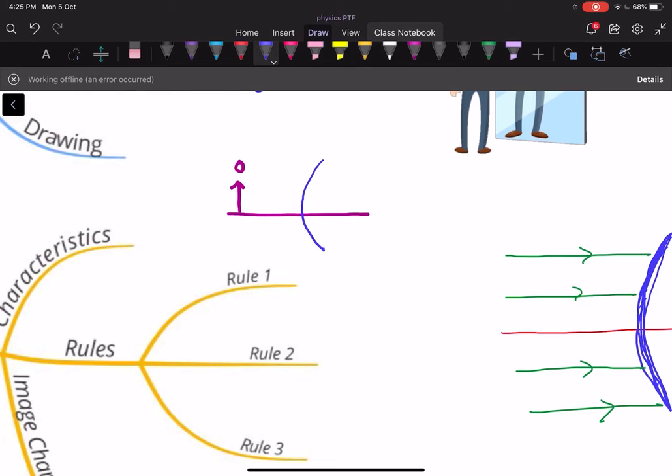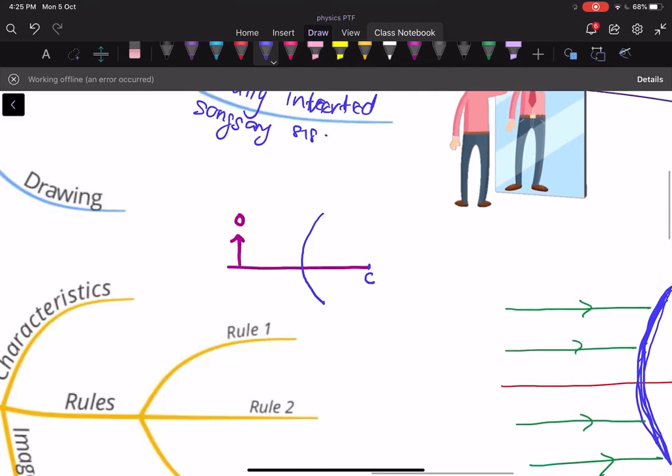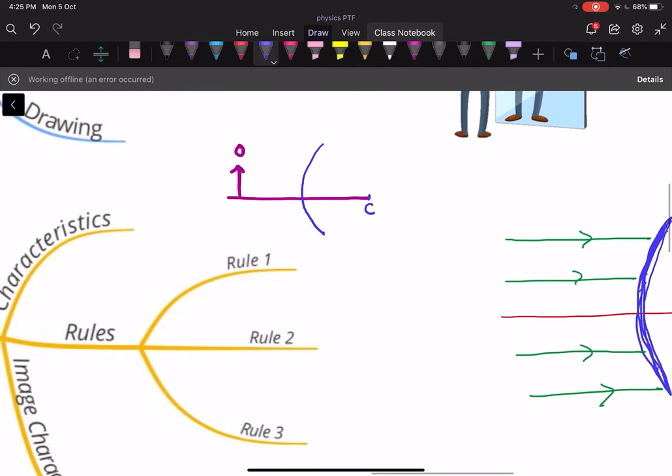Now, if the curve is on the opposite side, the center point, the C point of the circle, is going to be behind. Therefore, remember, the F point will also be on the opposite side, because it is supposed to be between the C and the pole of the mirror. So both the F and C now appear behind the mirror instead of in front.